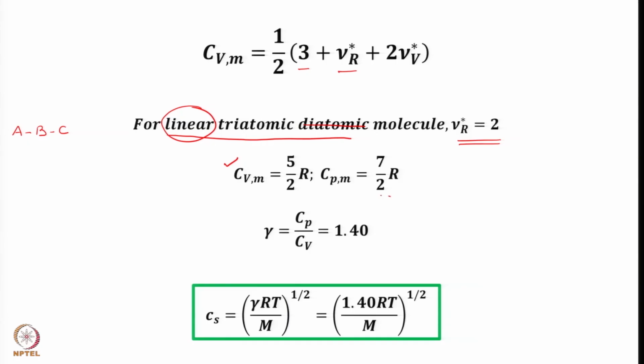CPM also remains 7 by 2 R. Gamma remains 1.4, and the expression for the speed of sound also remains the same. Only what is differing here, compared to the previous one, is your molar mass is going to be different. When you talk about diatomic molecule versus triatomic molecule, the molar mass is going to be different. And by these expressions, you can now estimate the value of speed of sound.